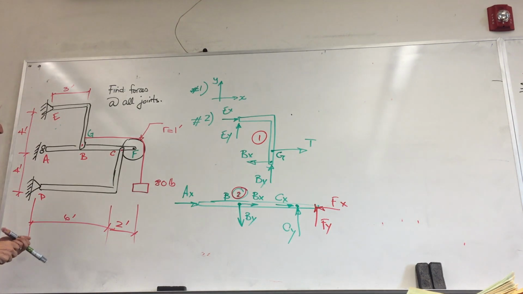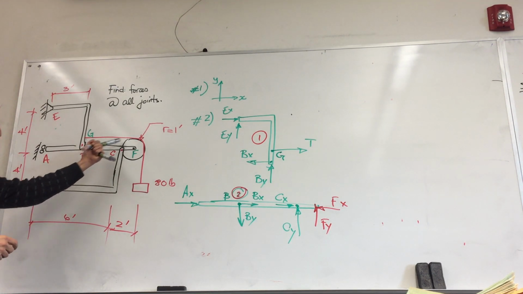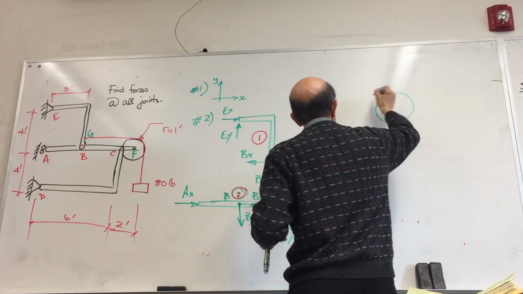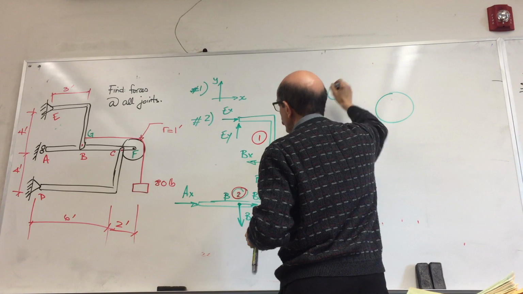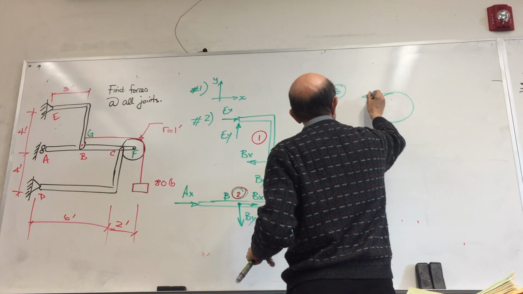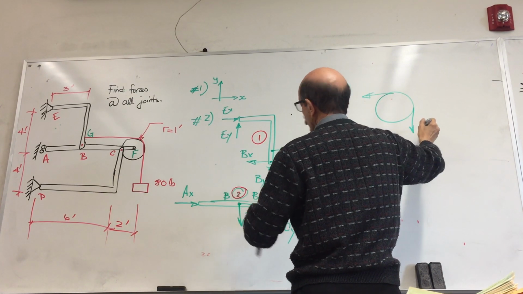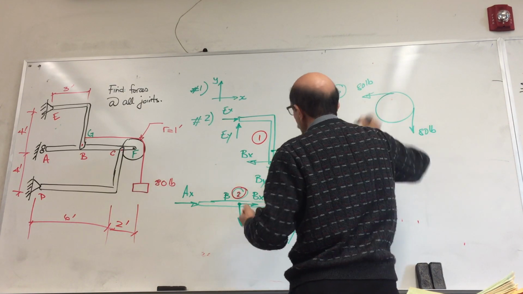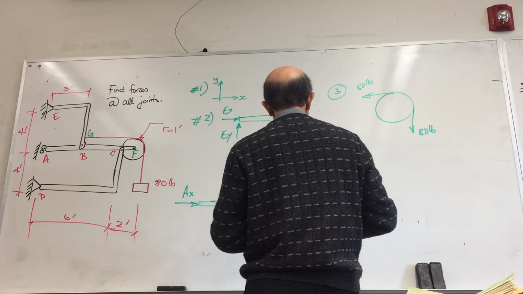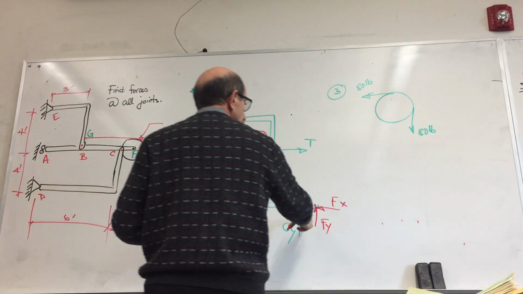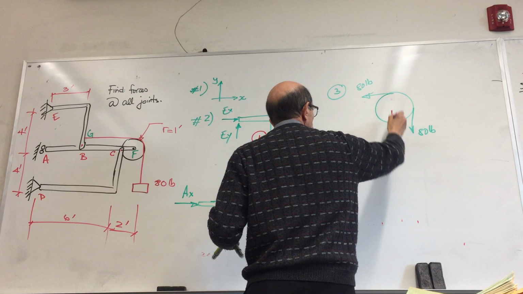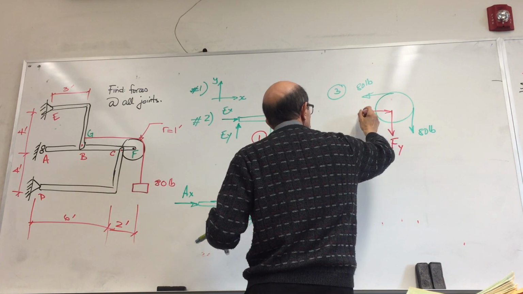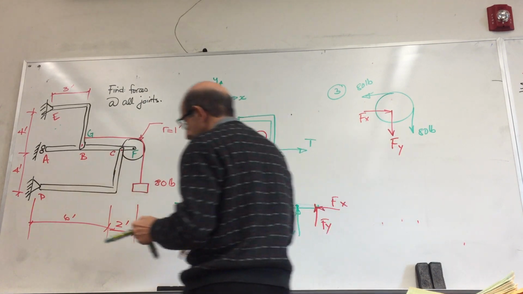Now, I have the pulley F. That's member 3, right? There's this force and this force. We know those already, that this is 80 pounds. This is also 80 pounds. I make the assumption that these are internal forces on this member or in that direction. So should be like this, Fy and Fx, right?